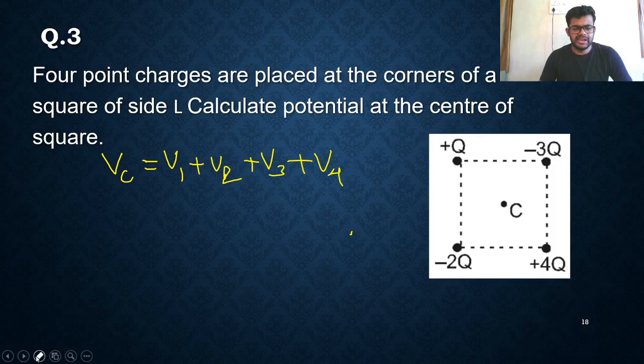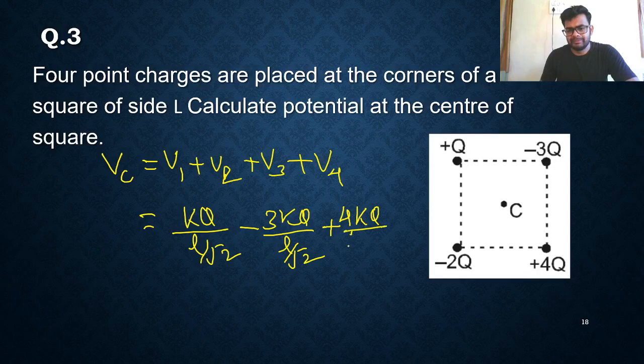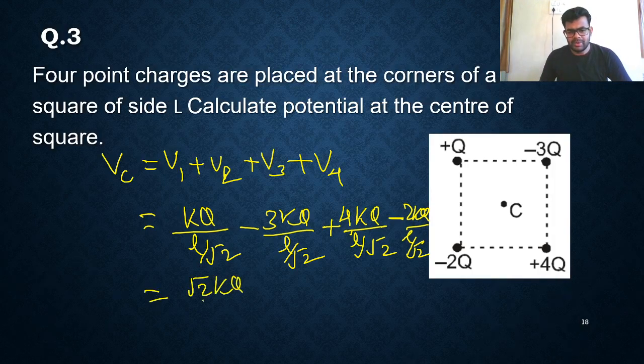So let us find it. The first charge is plus q, so V1 is kq divided by L by root 2. Next, V2: the charge is minus 3q, so minus 3kq divided by L by root 2. Third is plus 4q, so 4kq divided by L by root 2. And the last is minus 2q, so minus 2kq divided by L by root 2. Let us simplify it. Root 2 kq by L is common for all, and here we have 1 minus 3 plus 4 minus 2. Are you getting it?